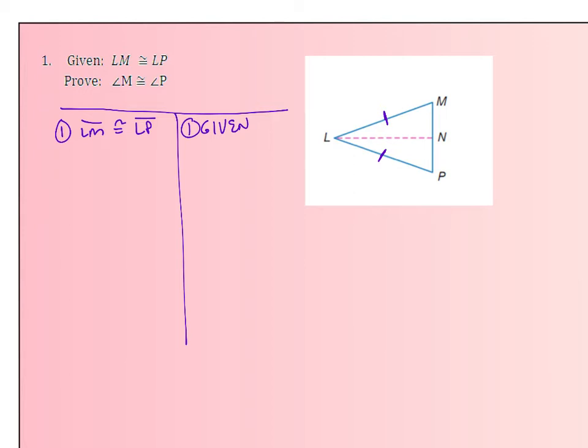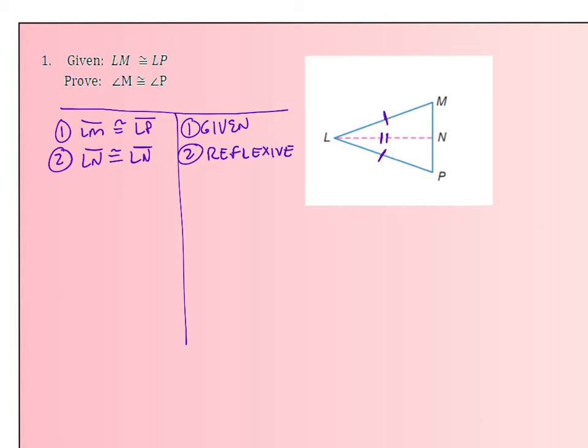Hopefully you saw that you have LN, and LN is part of both triangles. So hopefully you noticed that's part of both triangles. So I can use the reflexive property and say those two are equal to each other. Now where do we go from here?